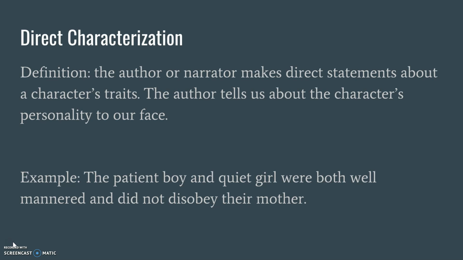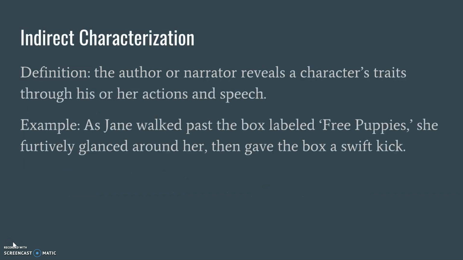An example of this is this sentence right here: "The patient boy and the quiet girl were both well-mannered and did not disobey their mother." So this is an example of direct characterization. Now we can move on to indirect characterization.